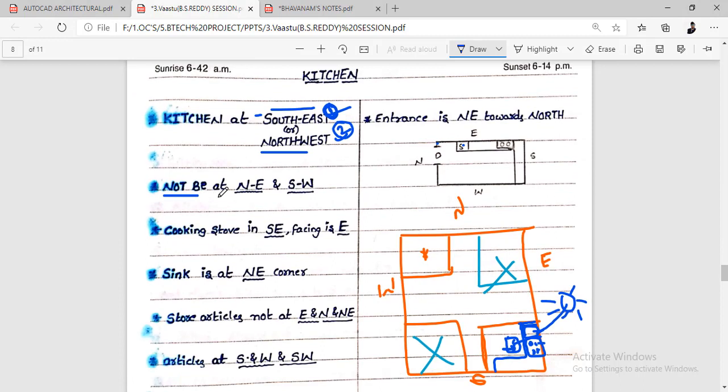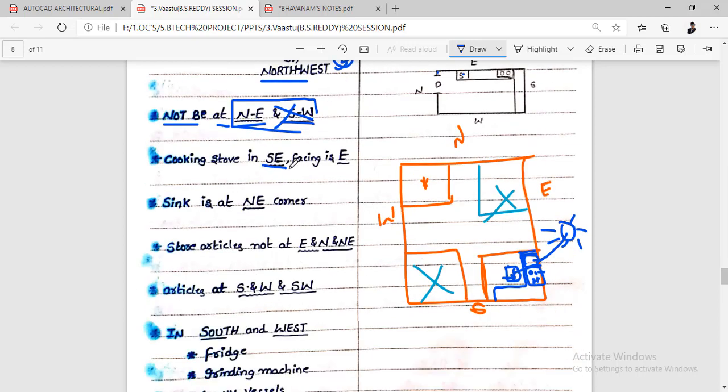So not in the northeast and southwest. Northeast and southwest, we never provide a kitchen. Okay, and the cooking stove in the southeast. So if it is a southeast, see this. Here is the sun, and this is the east, and the cooking stove will be in the southeast corner. Okay, and facing is east. So our mother will need to stand here facing towards the east, so it must be facing toward east.